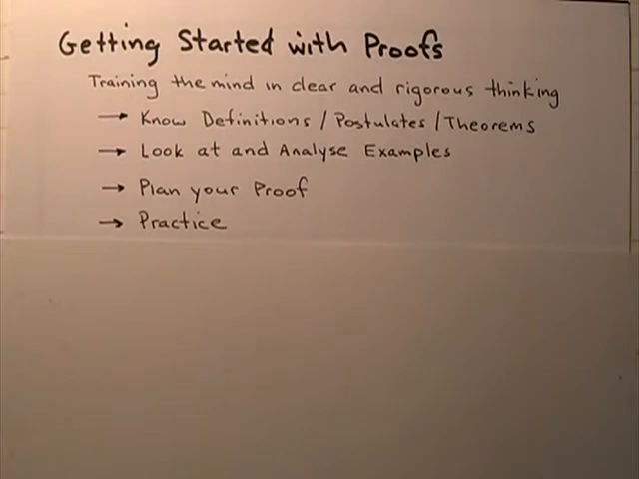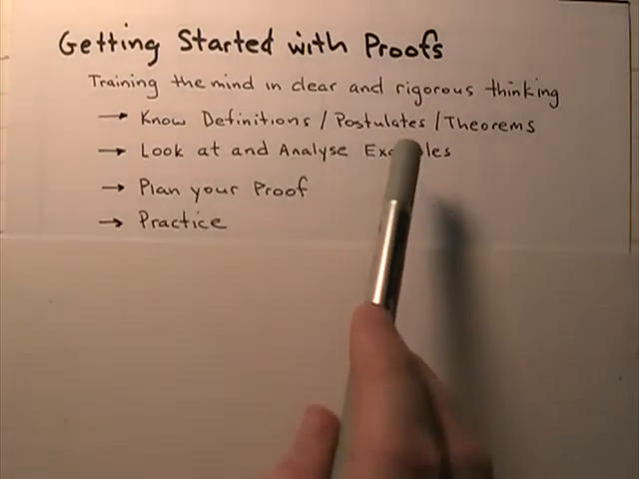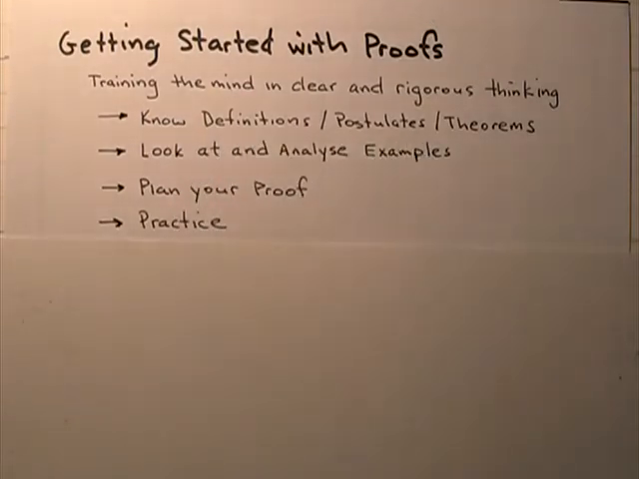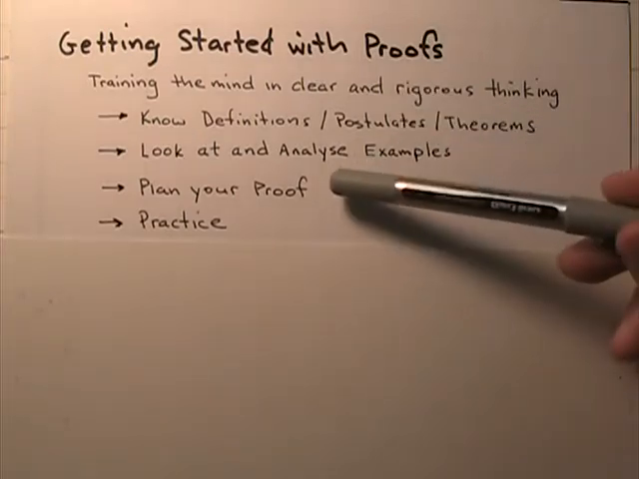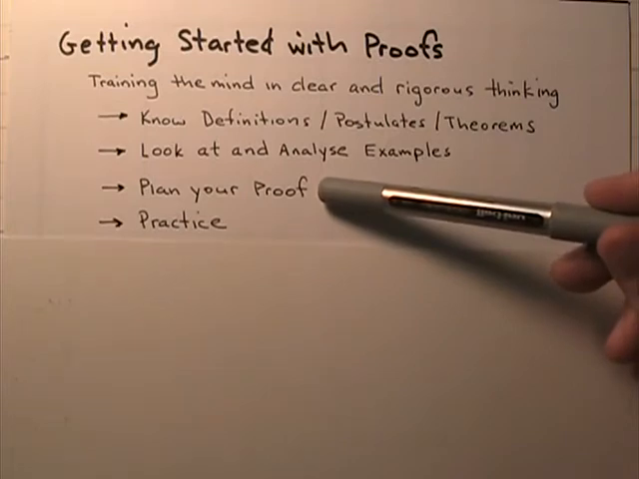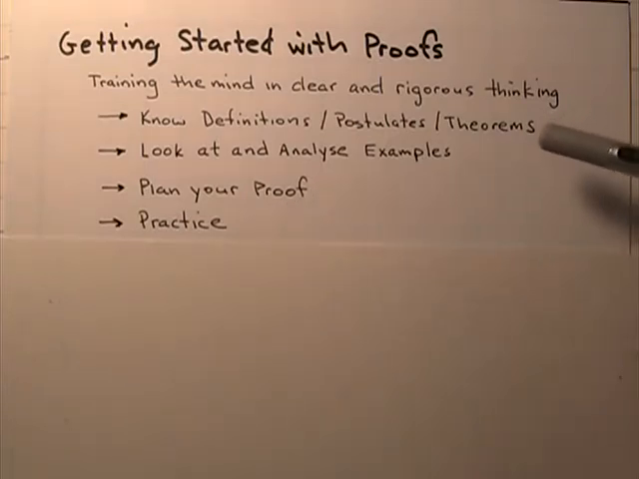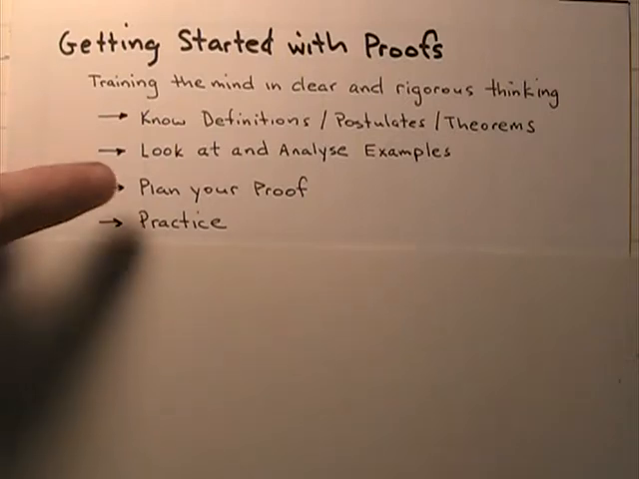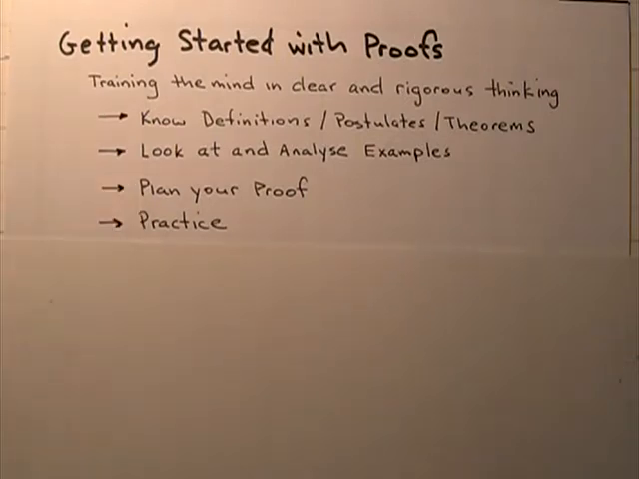The first thing you have to do is really know the definitions, postulates, and theorems that we've talked about in class. You're going to have to look at and analyze a lot of examples of proofs, and I'll show you how to properly do that. Then when you get ready to do your own proofs, you're going to have to develop and have a plan. And then of course the toughest part is you're going to have to struggle and do a lot of practice. We'll cover the first couple here in the video, and then the planning and practice we'll cover in a subsequent video.